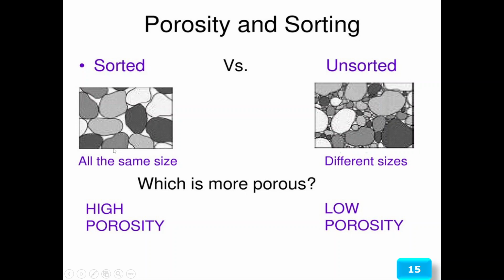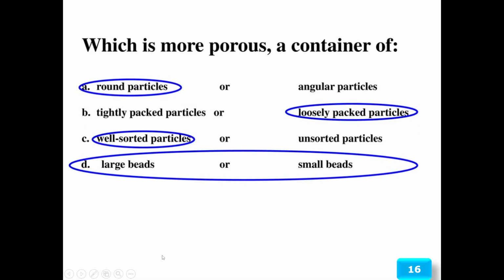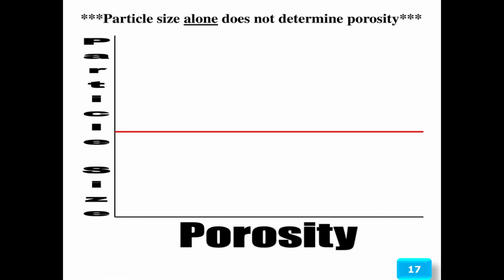Then sorted versus unsorted. All the same sizes versus different sizes: which is more porous? This one is low porosity and this one is high porosity. Continuing, round particles versus angular particles, we can expect the round particles to be more porous. For tightly versus loosely packed, we can expect loosely packed particles to be more porous. Why? Because, as I mentioned, there is more gap in loose particles. Well-sorted particles versus unsorted particles, large bits and small bits are equal. So particle size alone does not determine porosity.